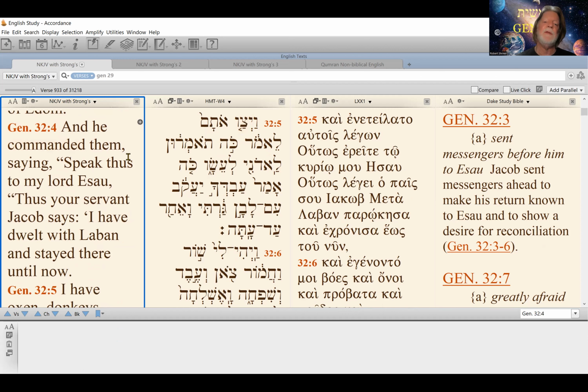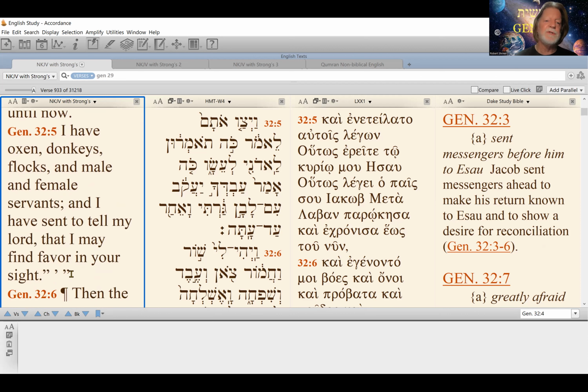And he commanded them, Yaakov is sending his human messenger, saying, speak thus to my Lord Esav. Thus your servant Yaakov says, I have dwelt with Lavan, and that would be Rachel and Leah's dad, and stayed there until now. And that period of time is 20 years. Verse 5, he says, I have oxen, donkeys, flocks, male and female servants, and I've sent to tell my Lord.